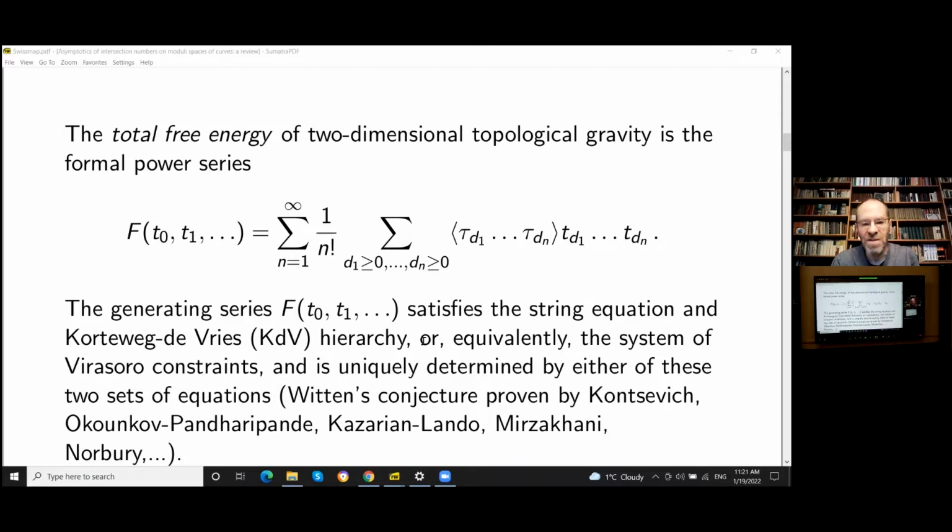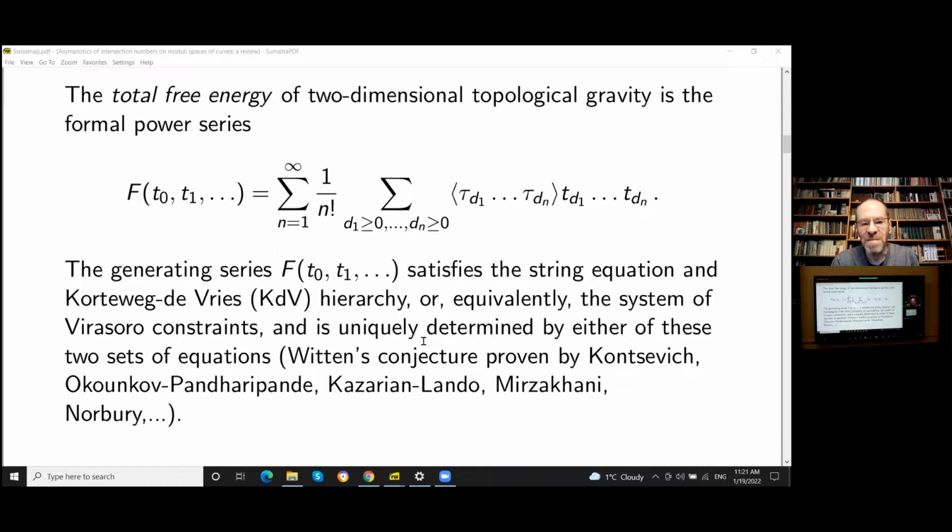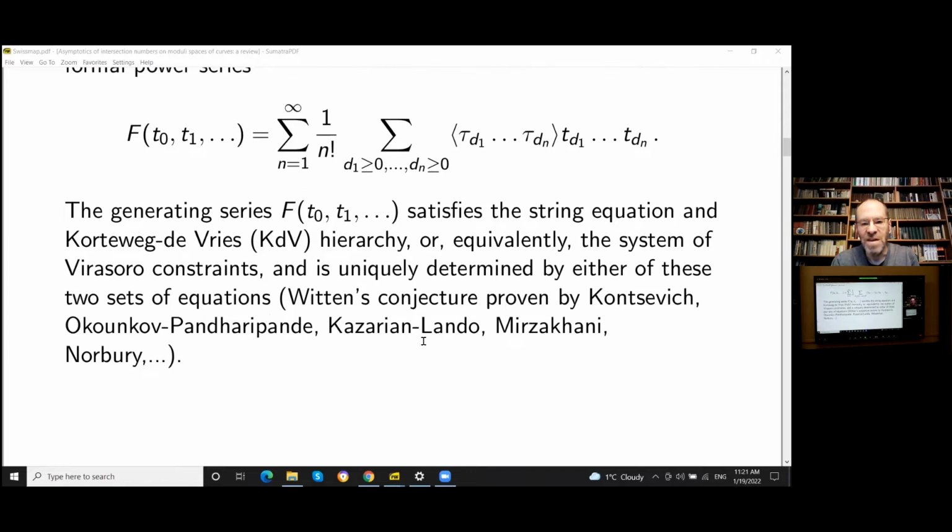That's the formulation of the famous Witten conjecture that was proven by Kontsevich first, and then several other proofs appeared, among them proofs by Okounkov, Pandharipande, Kazarian, Mirzakhani, Norbury, and there are others as well. What is interesting is that almost all of these proofs use some kind of combinatorics. And the only one that doesn't use it is Mirzakhani's proof. It was obtained in purely geometric terms, namely in terms of hyperbolic geometry of surfaces.